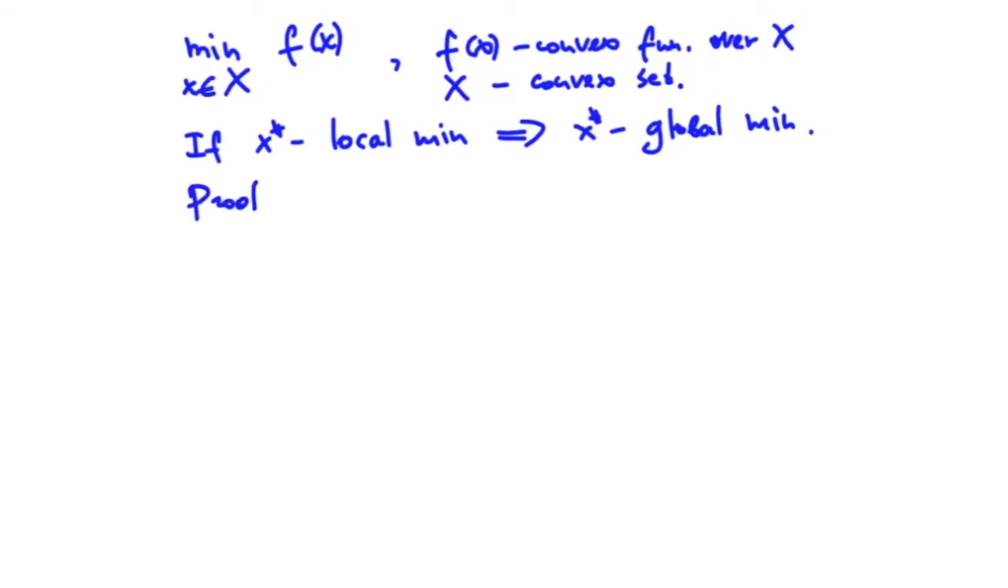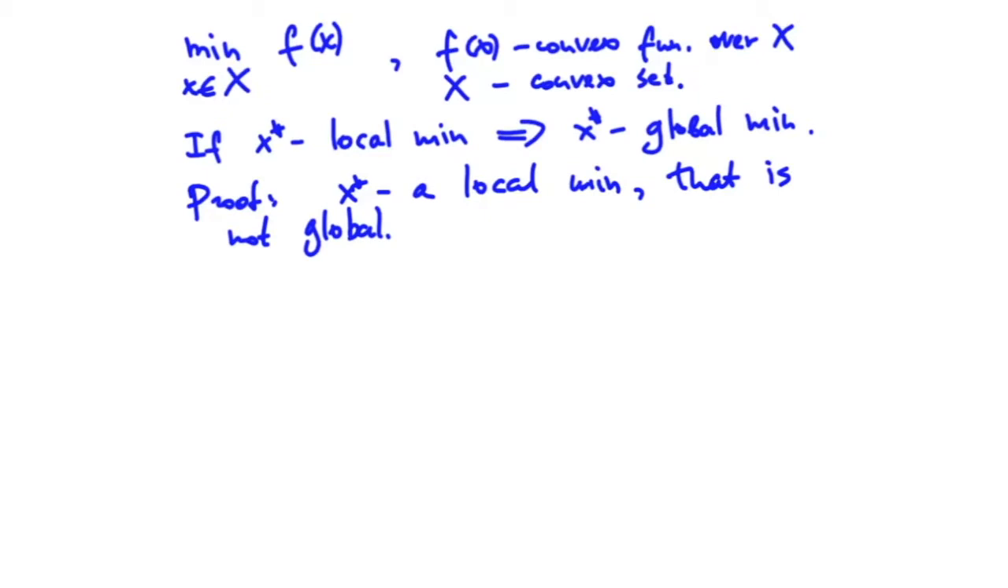So, proof. Let's take an arbitrary local minimum x star and assume the opposite of what we are trying to show. Assume that it is a local minimum that is not a global minimum. Then what we need to do is get a contradiction with the fact that x star is a local minimum, right? If we get that contradiction, then this will show that it is impossible to have a point x star which is a local minimum but not a global minimum.